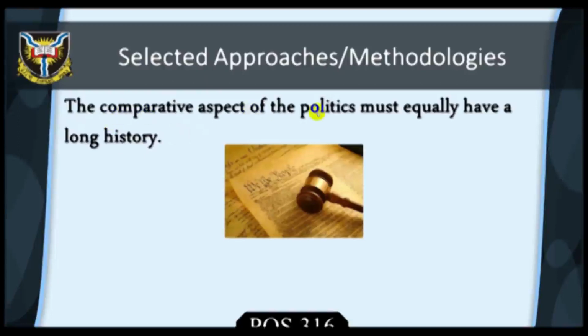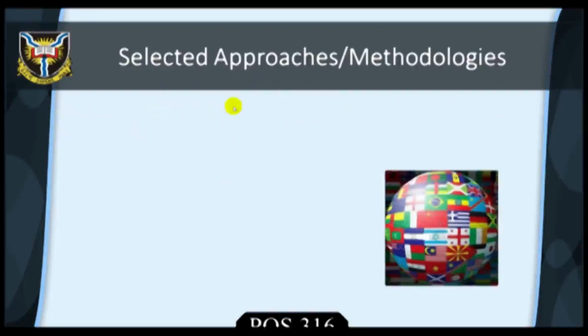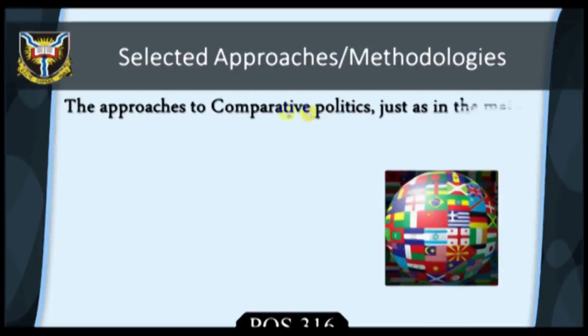Thus, it could be said that the approaches to comparative politics, just as in mainstream politics, can be classified into the ancient and modern contemporary groups. In the first group, that is the ancient group, we have the normative philosophical approach and the descriptive institutional approach, both of which dominated the study of politics between 1900. While in the second group, that is the modern contemporary group, we have the behavioral approach.